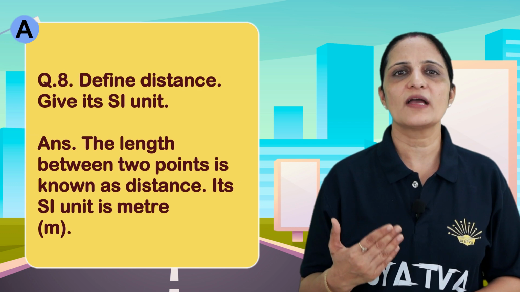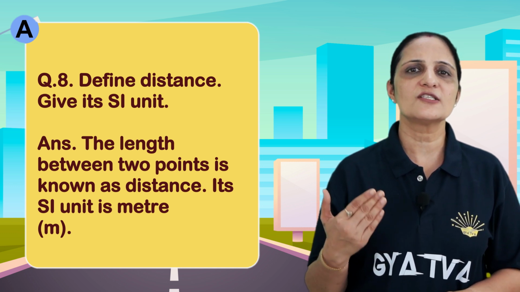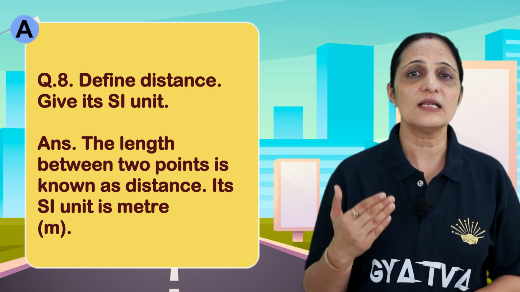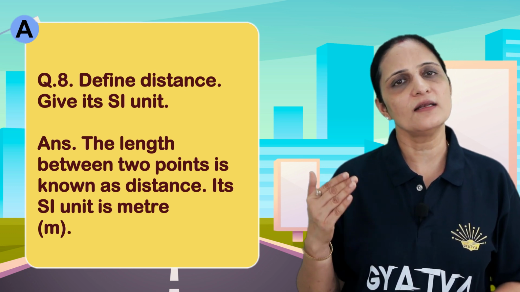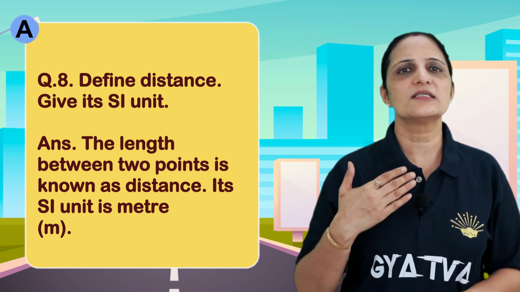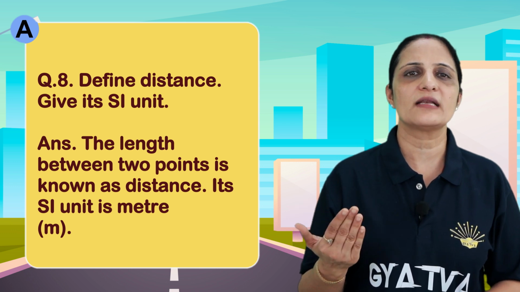Question number 8, define distance. Give its SI unit. The length between 2 points is known as distance, or the total length of the path covered by an object. That is also called as a distance. Distance means the length. So you have to give its SI unit, that is meter, or we write it simply as m.